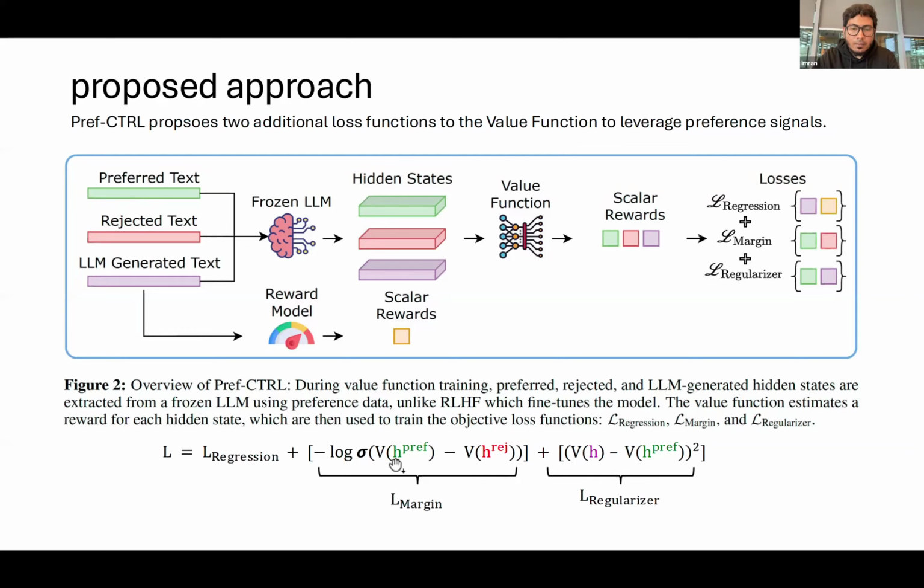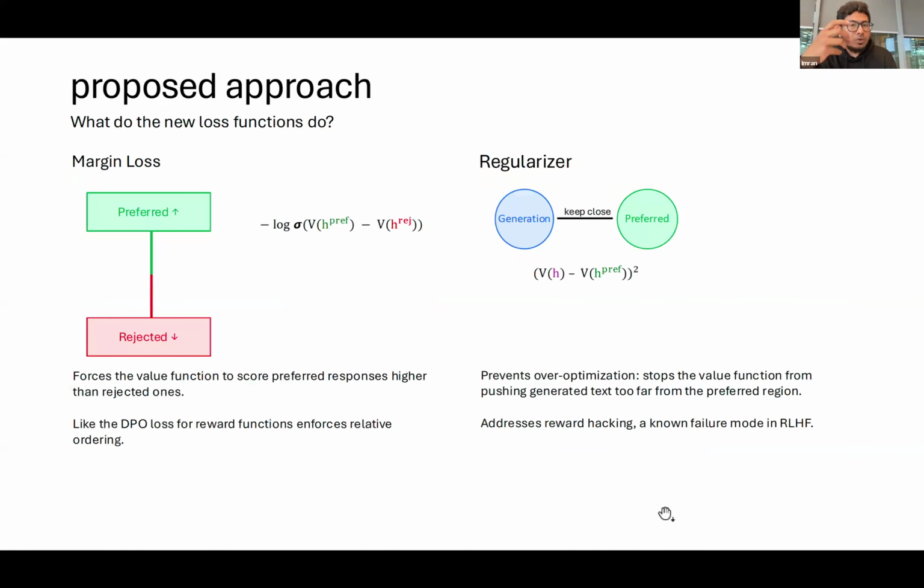Because if we only use the margin loss alone, it could lead to reward hacking, and it may not always mean the generation is better. And this has two purposes we will explore right now. So what do these functions do?